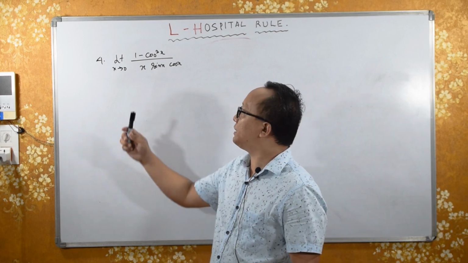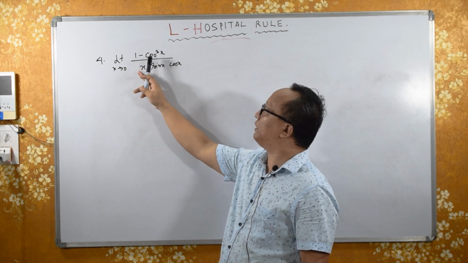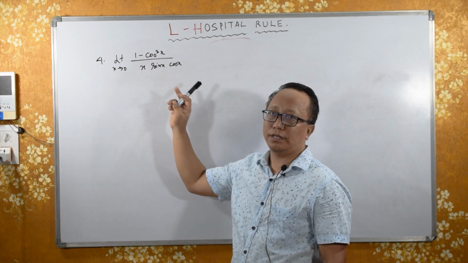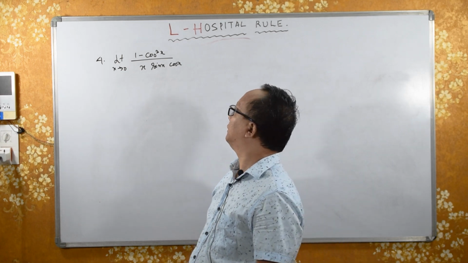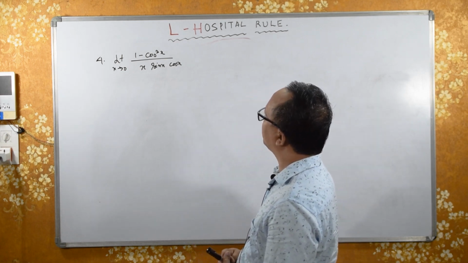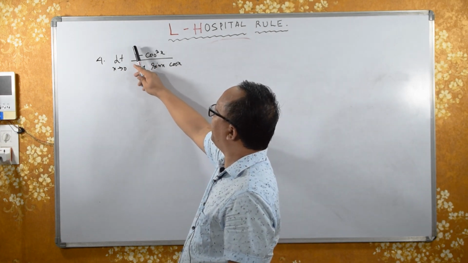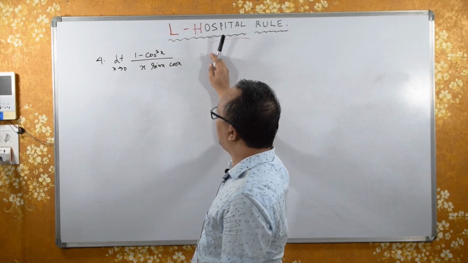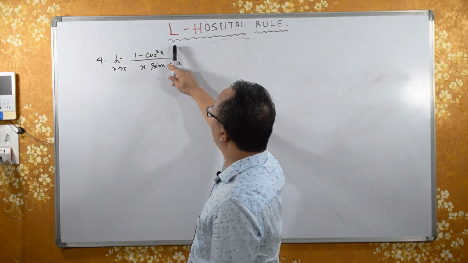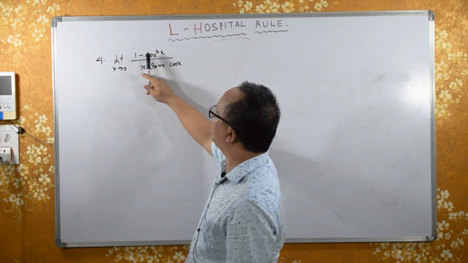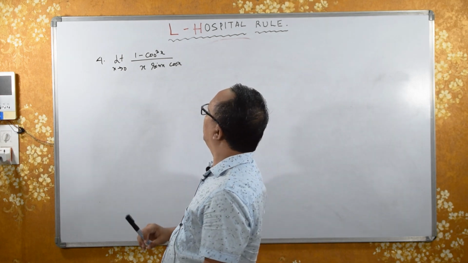Now next example is example number 4. Limit of x tends to 0 of 1 minus cos cube x upon x into sin x into cos x. Now you think over here, if I apply a cube minus b cube, it will be a minus b into some term. And now when x tends to 0, this becomes 0 upon 0. Cos 0 is 1, 1 minus 1 is 0. This is of the form 0 by 0. Therefore, we can apply L'Hopital rule.